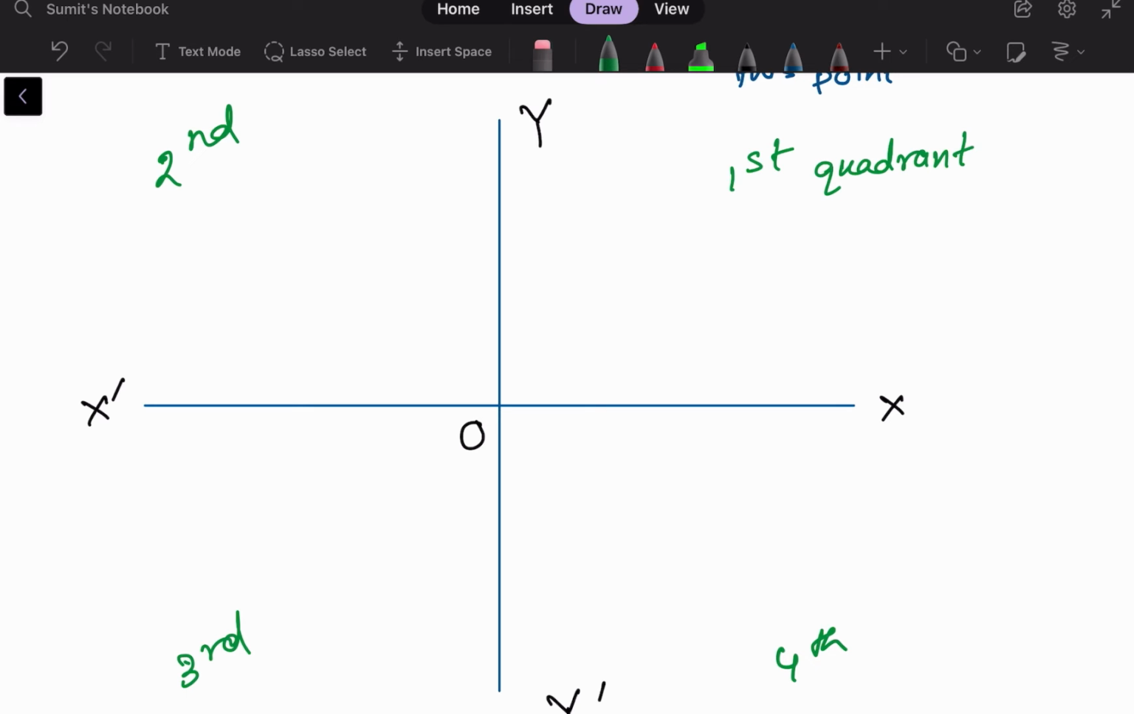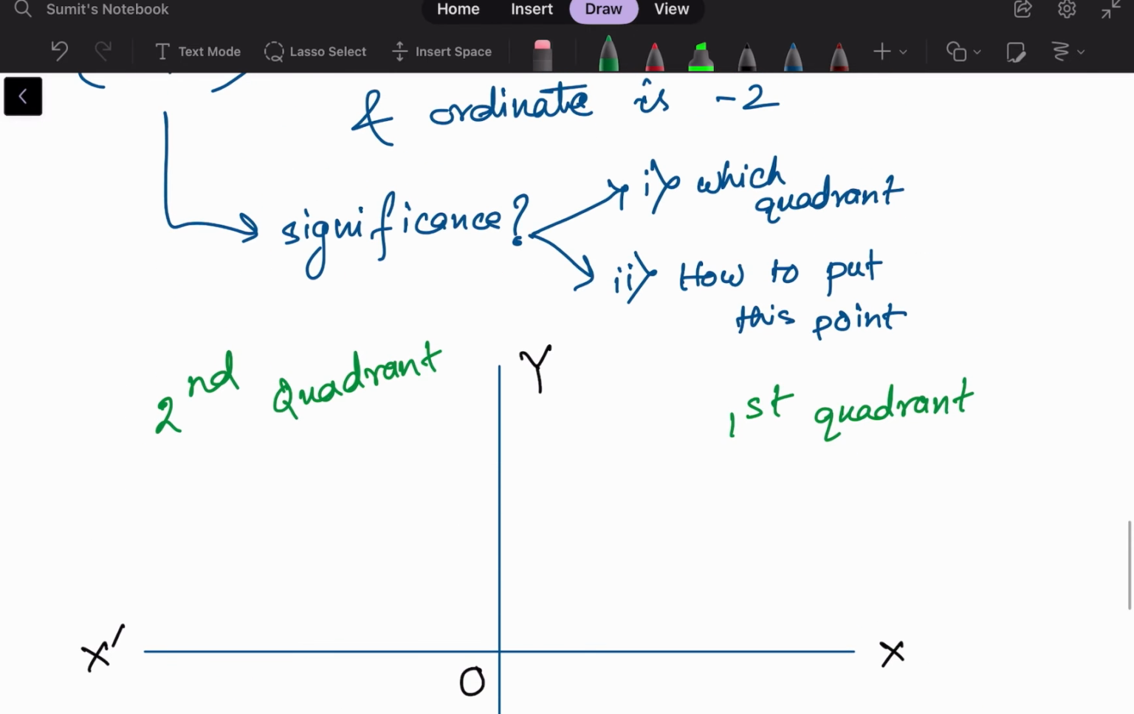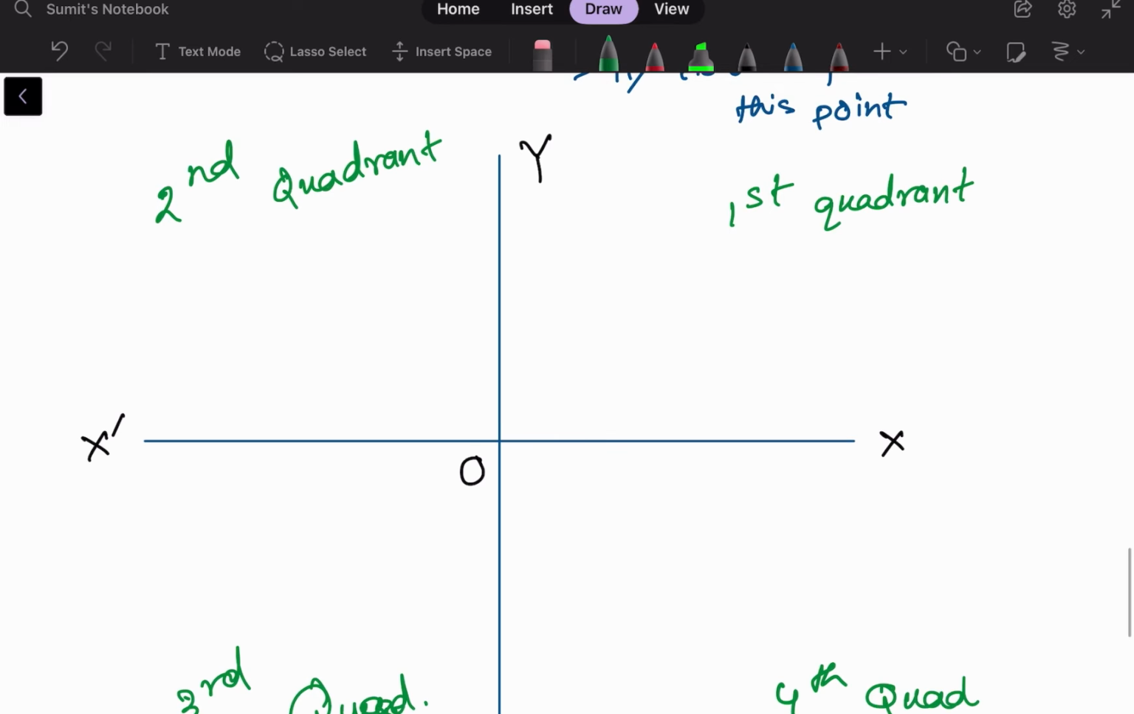First quadrant, second quadrant, third quadrant and fourth quadrant. The question is in which quadrant the point will lie. You can see that the first quadrant is bounded by the positive x-axis and the positive y-axis. That means plus comma plus.